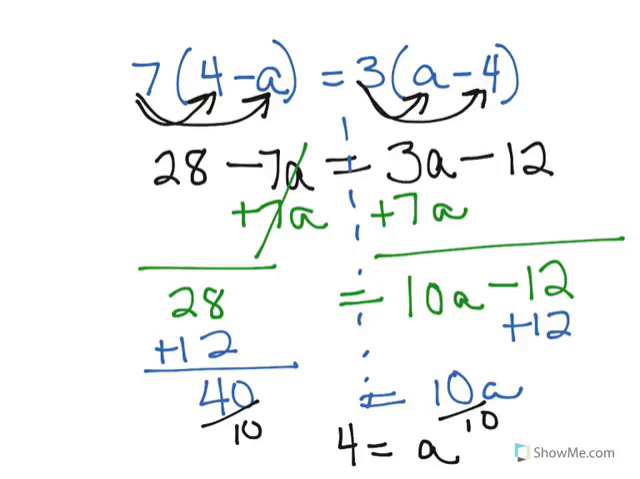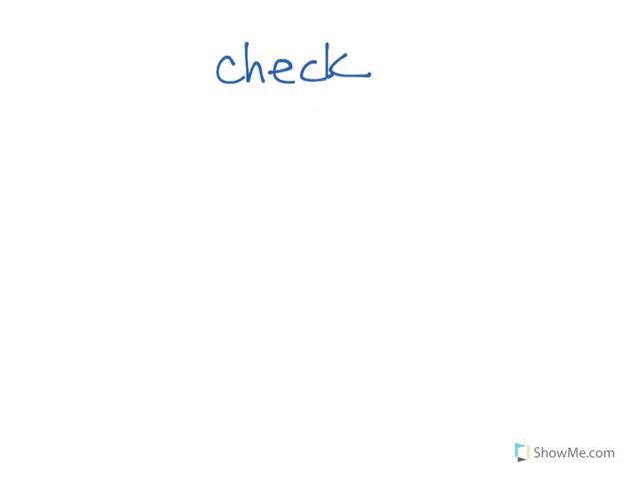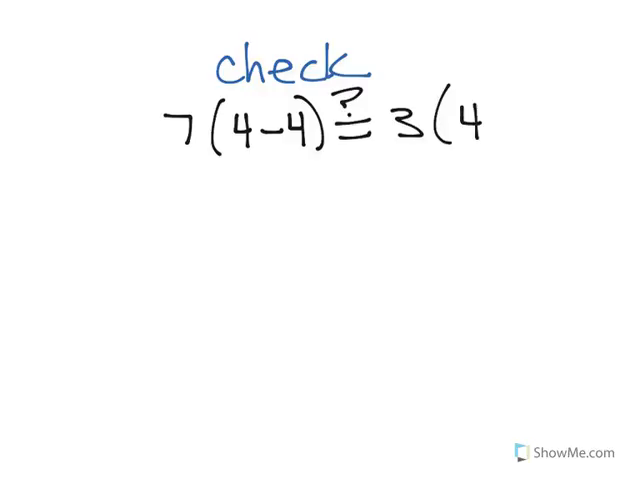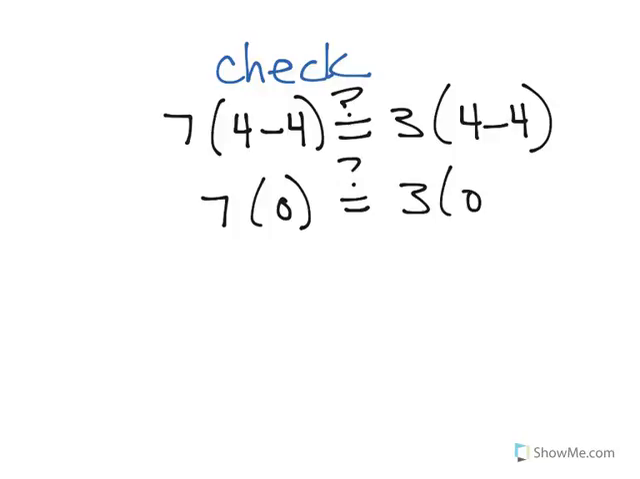I'm going to check my work by plugging a 4 into my original equation. Does 7 times 4 minus 4 equal 3 times 4 minus 4? Does 7 times 0 equal 3 times 0? Yes. 0 equals 0, and so our solution of 4 is correct.